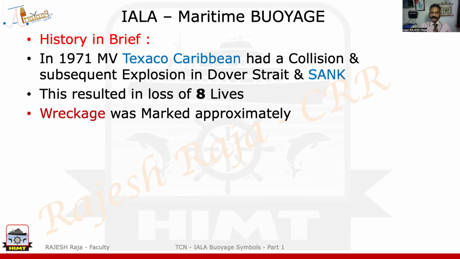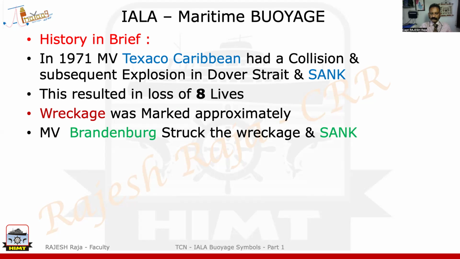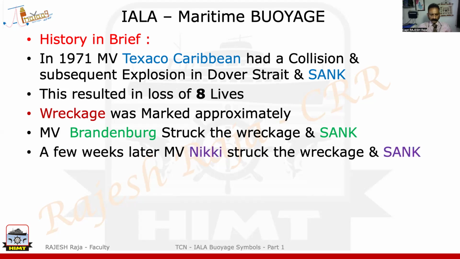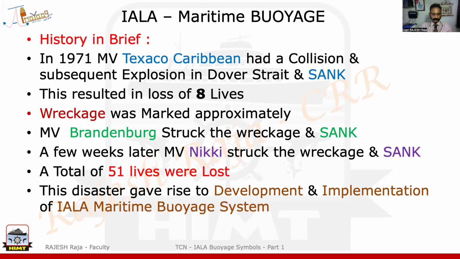This wreckage was marked approximately because Dover Strait, as you know, is quite busy. Now, after some time, one more vessel called Brandenburg came and struck this wreckage of Texaco Caribbean, and that also sank. A few weeks later, one more vessel called MV Nikki again struck the wreckage and again sank. So a total of 51 lives were lost in this incident which started with Texaco Caribbean, basically.